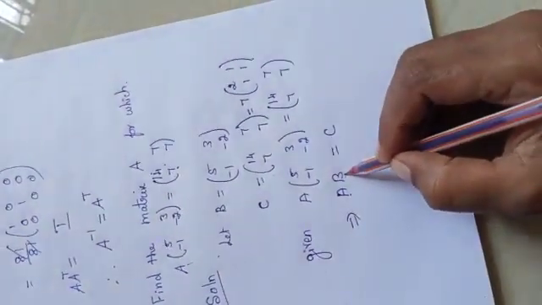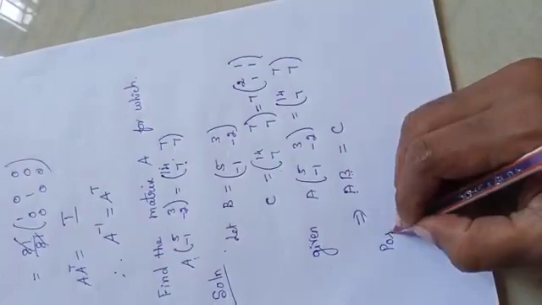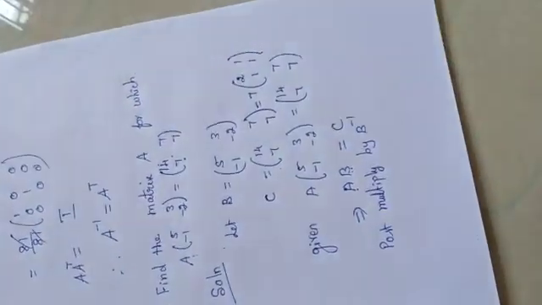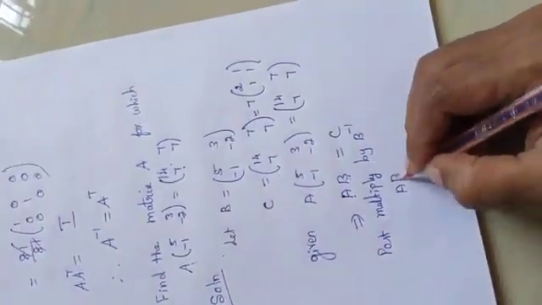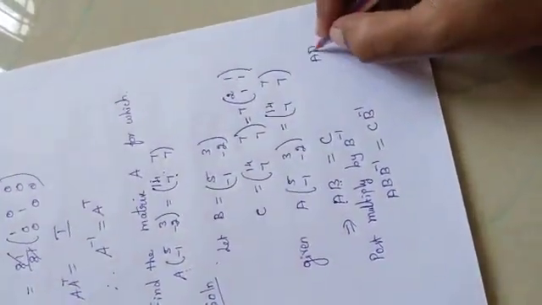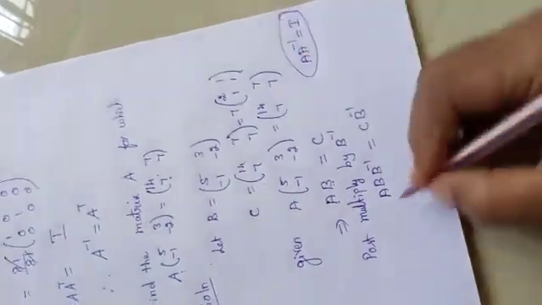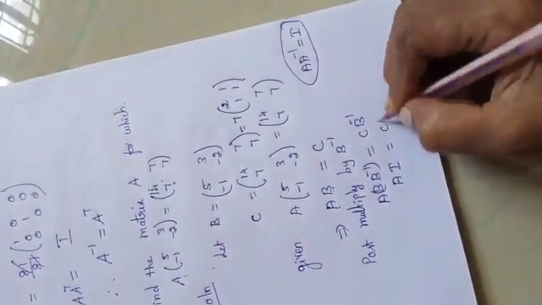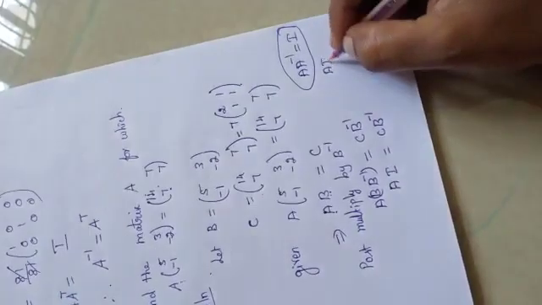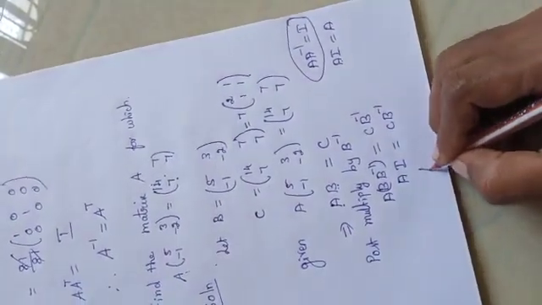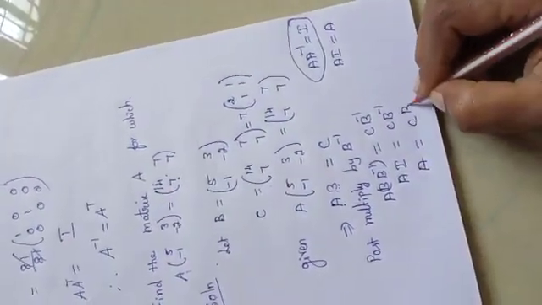We need matrix A alone. This B should be eliminated. What can we do? Post multiply by B inverse. A B into B inverse is equal to C into B inverse. We know that A into A inverse equals I, so B into B inverse I can write. A into I is equal to C into B inverse. The same way, any matrix into the identity matrix is the same matrix. So we get A is equal to C into B inverse.